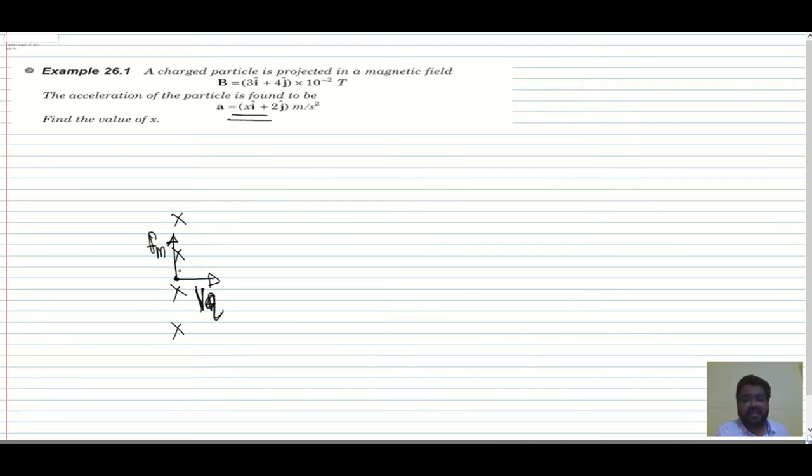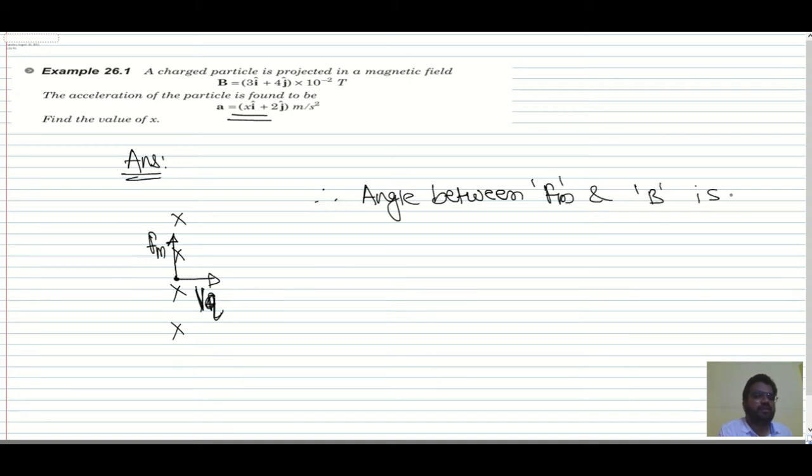Then Fm, that is the acceleration, and the magnetic field which is into the plane, they are always at an angle of 90 degrees. So we can write that the angle between the magnetic force and the magnetic field is 90 degrees. Therefore the dot product of the magnetic force with the magnetic field must be equal to 0, which indicates that the acceleration due to the magnetic force dotted with the magnetic field must be equal to 0.